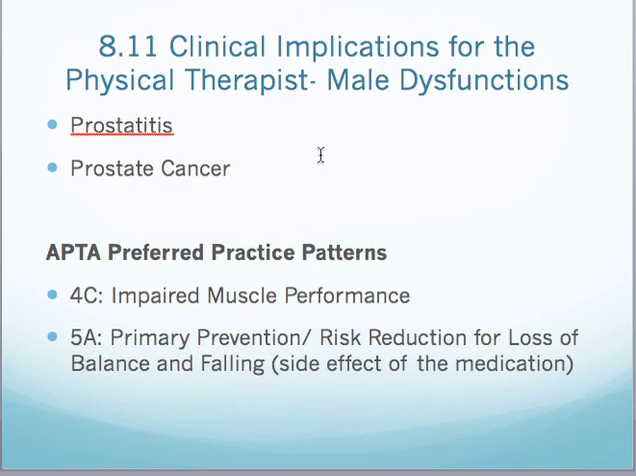Also in class, we will focus on male dysfunctions, primarily because you will get all the female dysfunctions in the women's health unit. So we'll mostly talk about prostatitis, which is inflammation of the prostate gland, and also prostate cancer, and how these two may have an impact on pelvic floor strength in males.